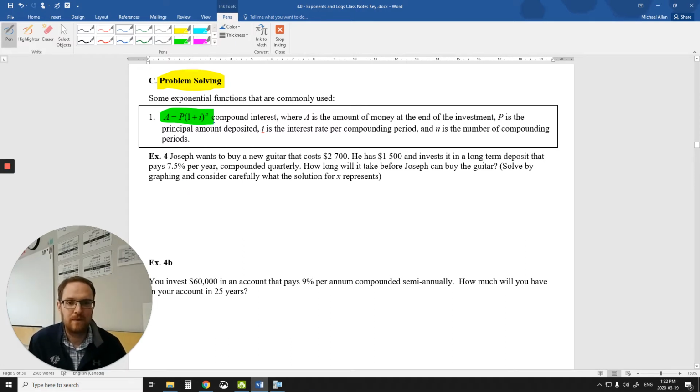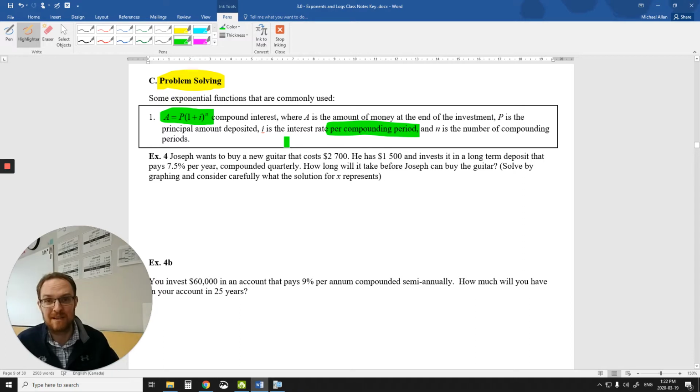So let's think about how we use this. Here we have a couple of terms. A just stands for, because they don't have any other number or letter for it, how much money you have at the end of an investment. P is called the principal amount. How much do you start off with? Very similar to what you probably learned in comm class. i is the interest rate, and the key to this is per compounding period. And n is the number of compounding periods.